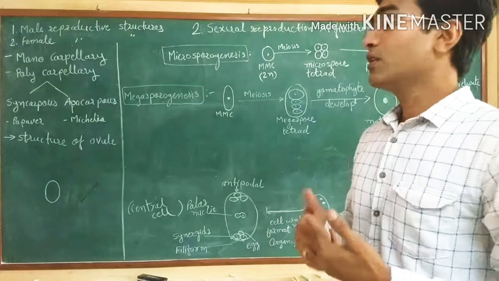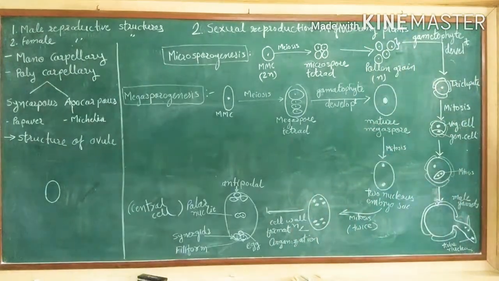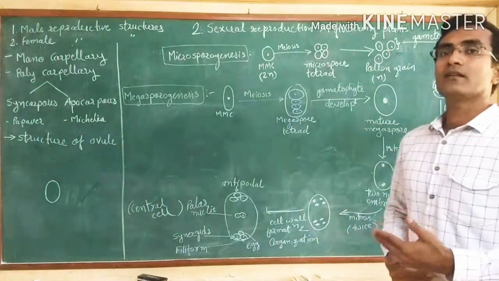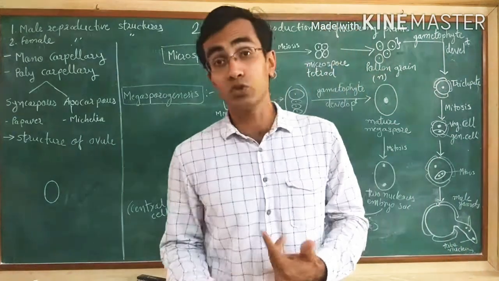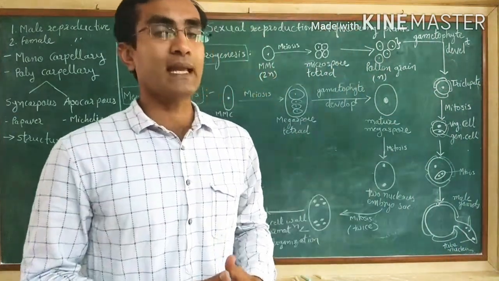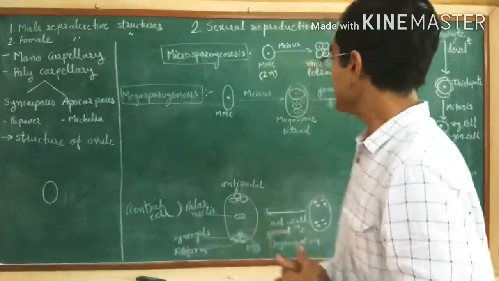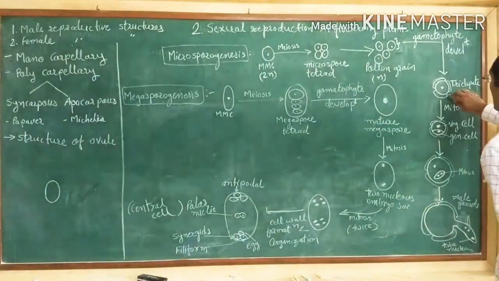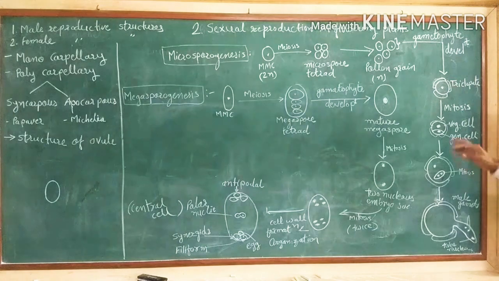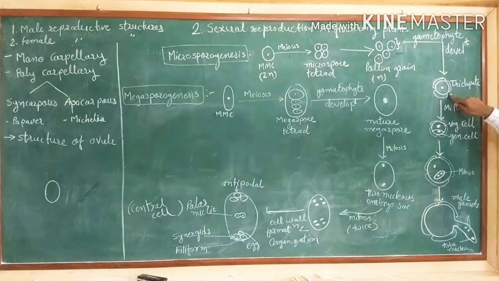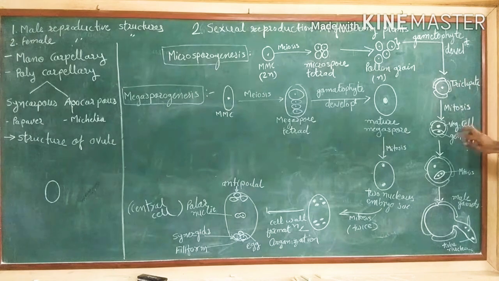If it has one pore, it is called monocolpate. If it has 2 pores, it is bicolpate, and if it has 3 pores, then it is called tricolpate. Here you can see there are 3 pores, the germ pores I am talking about. 3 germ pores, hence it is called the tricolpate pollen grain.